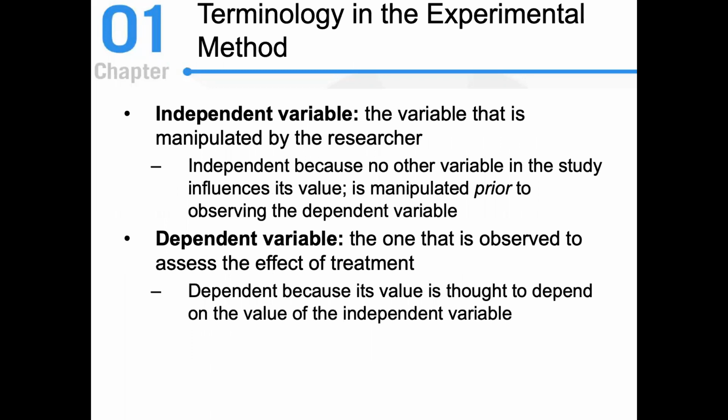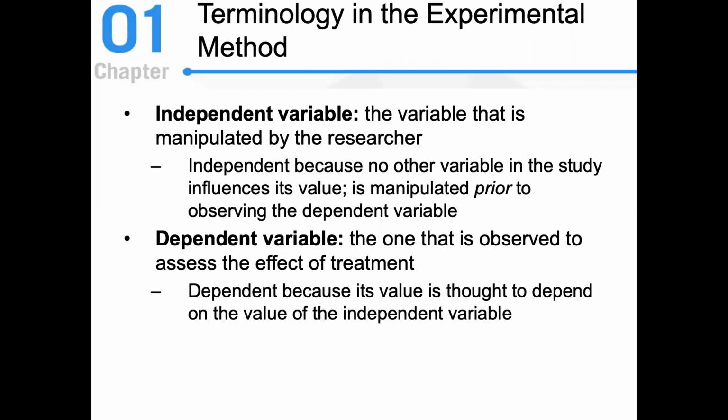You have an independent variable, the variable that is manipulated by the researcher. The independent variable, because no other variable in the study influences its value, is manipulated prior to observing the dependent variable. The dependent variable is the one that is observed to assess the effect of treatment. The dependent variable is dependent because its value is thought to depend on the value of the independent variable. You know, a really great way of thinking about this is the variable that depends on the independent variable sort of leans on it. That's what you want to think about between independent and dependent variable.